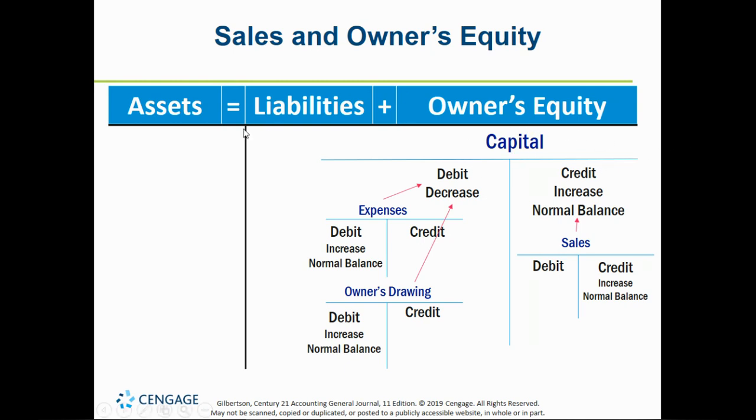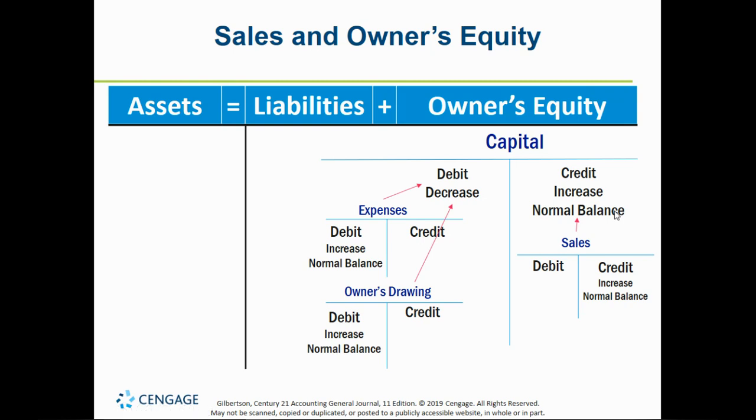Since our accounting equation is assets equal liabilities plus owner's equity, owner's equity is on the right-hand side of the accounting equation. Therefore, capital will increase with a credit, because credit means right. So it increases with a credit, and it has a normal balance of a credit.